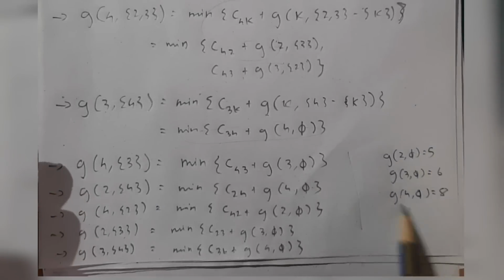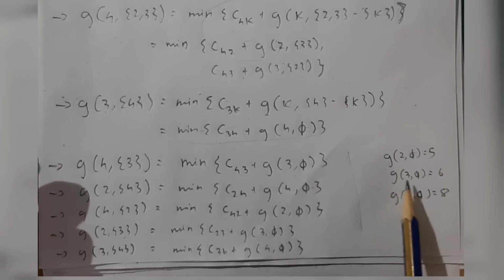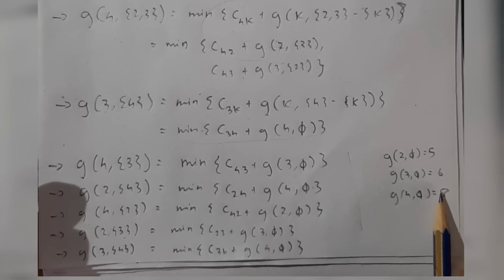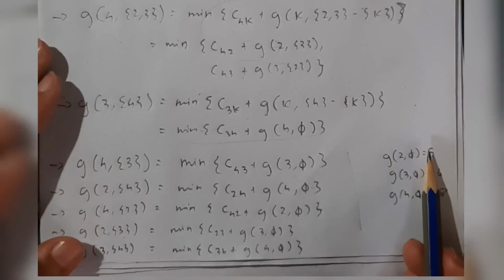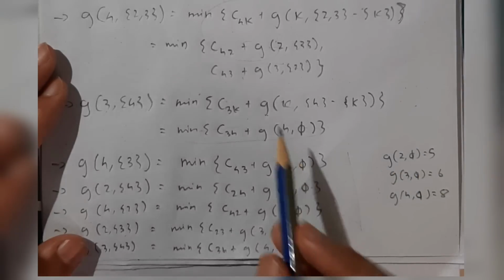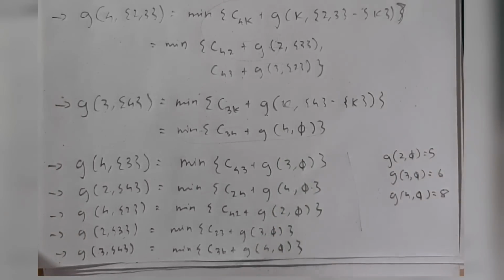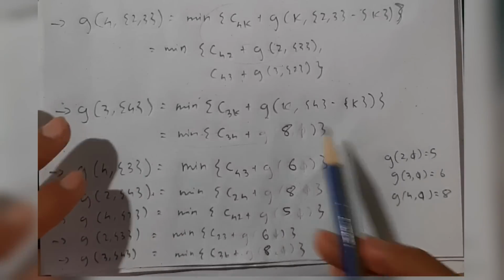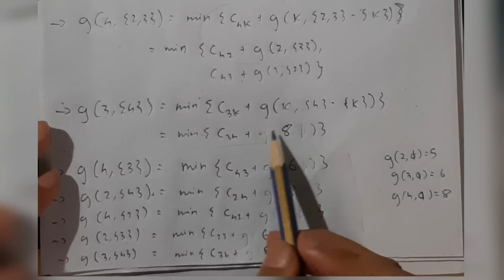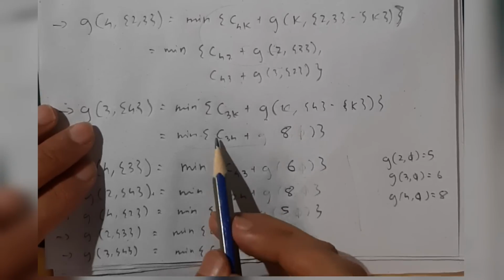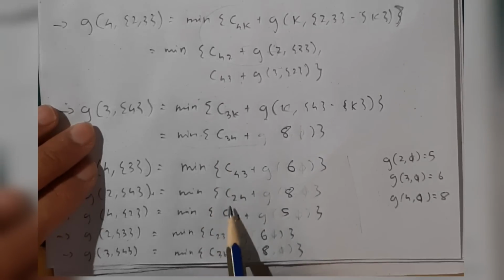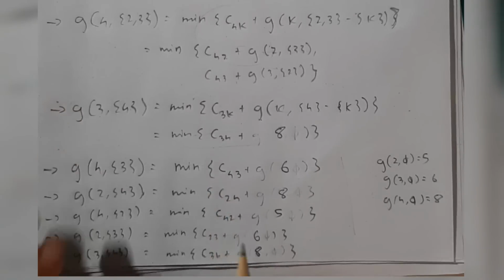By looking at the table, I have noted down the values of 2 comma 5, 3 comma 5, and 4 comma 5. Now we have these values, we can substitute them back in these places. I've written these values here. After that we have to find these values: 3 4, 4 3, 2 4, 4 2, 2 3, and 3 4. These values we can get from the table.